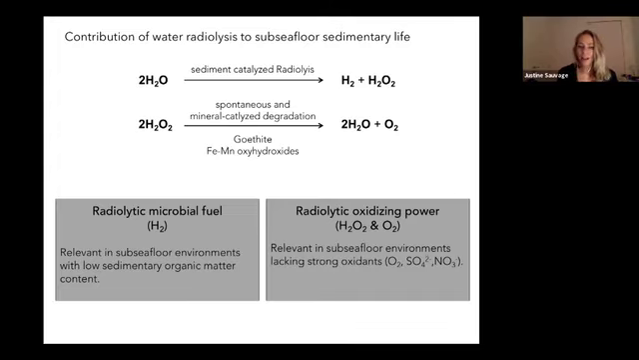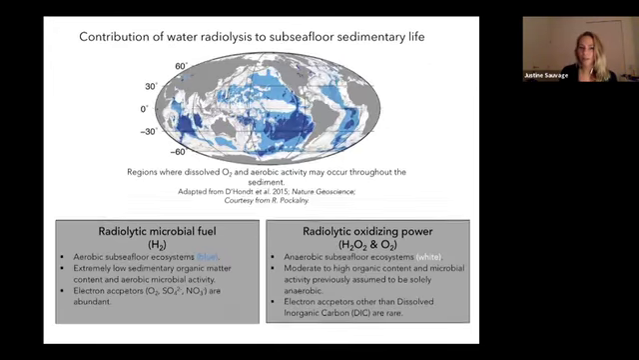So while assessing the relevance of this process for subseafloor microbial metabolism, it's really important to differentiate water radiolysis as a source of microbial fuel, so really only looking at the hydrogen as a source of reduced compounds that can be oxidized, versus water radiolysis as a source of oxidants, as a source of oxygen and hydrogen peroxide that can be used for the oxidation of organic matter, for example. And so the subseafloor can really be divided into oxic and anoxic sediments.